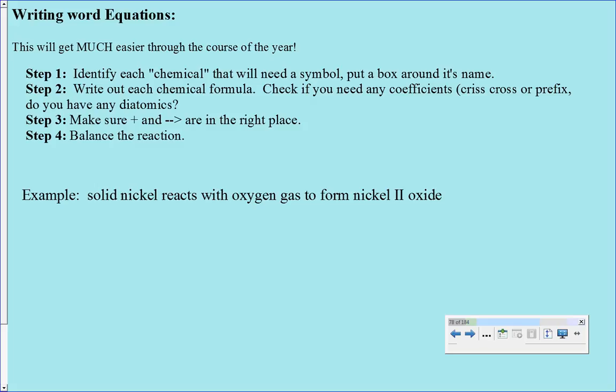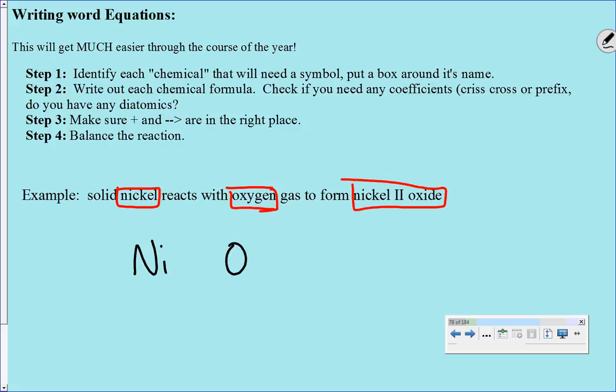I kind of like to go through and really box these in so I can tell what I'm actually going to be writing formulas for. So I have solid nickel reacts with oxygen gas. Actually, to be consistent, I'll just box in oxygen to form nickel 2 oxide. So now I'm going to go and write out each of those chemical formulas. So nickel is Ni, oxygen gas is O2, and we're forming nickel 2 oxide.